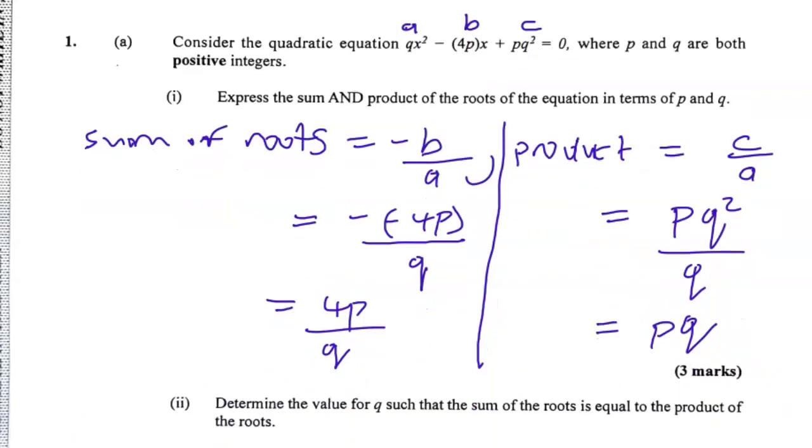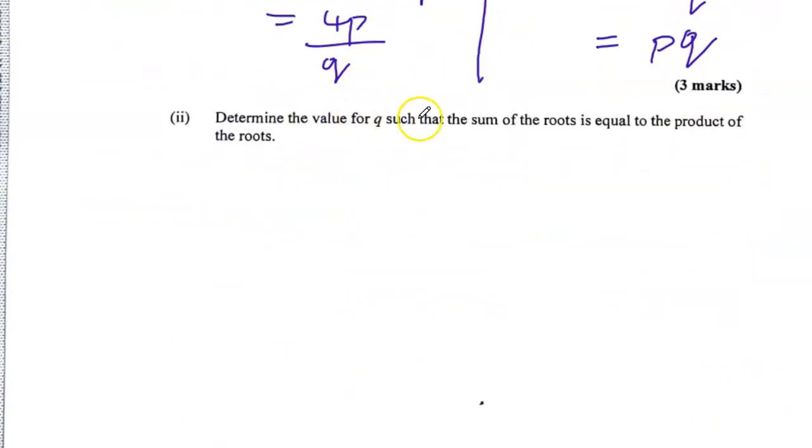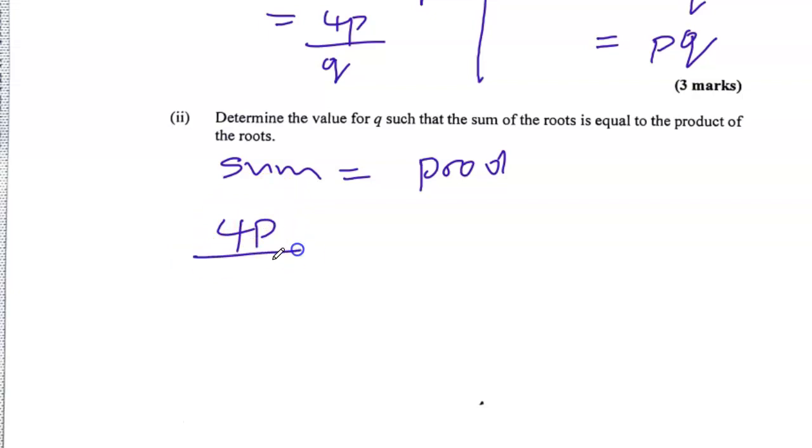Let's continue. Determine the value of q such that the sum of the roots is equal to the product of the roots. So we are told that the sum of the roots is equal to the product of the roots. So recall that the sum was 4p over q, and the product of the roots was pq.